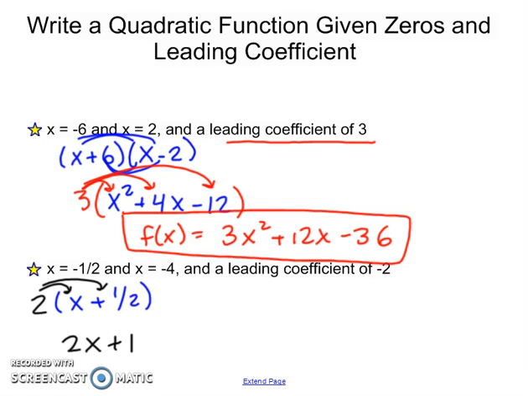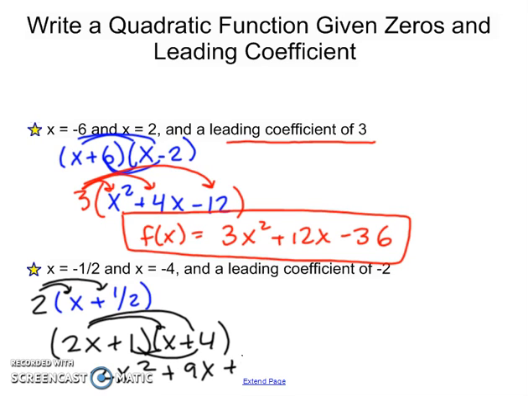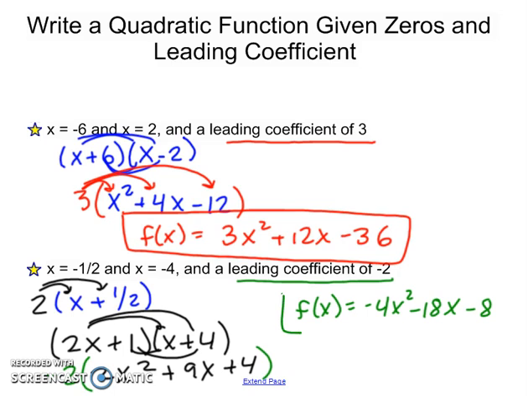If I have x equals negative 4, that factor is going to be x plus 4. So we're going to FOIL this out. So we end up with 2x squared plus 8x plus 1x, so plus 9x plus 4. And again, there's a leading coefficient of negative 2. So we're going to tack on a negative 2 in the front, and we're going to distribute. So f of x is equal to negative 4x squared minus 18x minus 8. And there's our function.